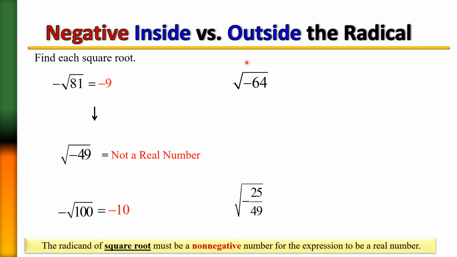How about the square root of negative 64? If you said not a real number, that is correct, because there is no number that, when you multiply it by itself or square it, will give you negative 64. And lastly, the square root of negative 25 over 49. Again, you should note that this square root has a negative under the radical, so therefore it is again not a real number.